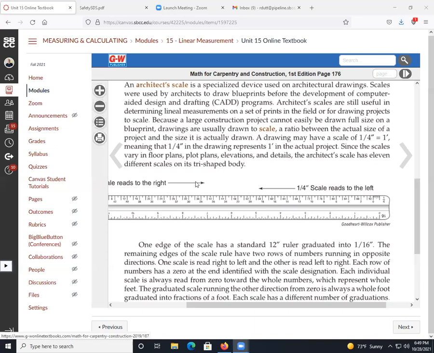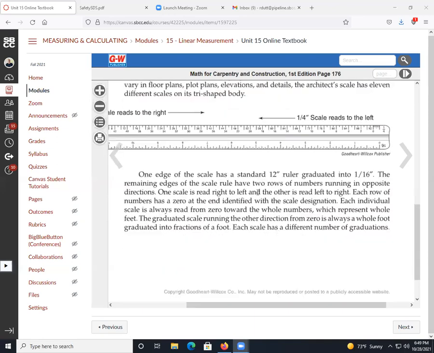An architect scale has 11 different scales on its tri-shaped body. One edge of a scale has a standard 12-inch ruler graduated into 16ths. The remaining edges of the scale will have 2 rows of numbers running in opposite directions. I just told you all about that. Each has a different number of gradations. And by the way, each individual scale always reads from 0 towards the whole numbers, but also from 0, either right or left, is 1 foot in inches on every scale.